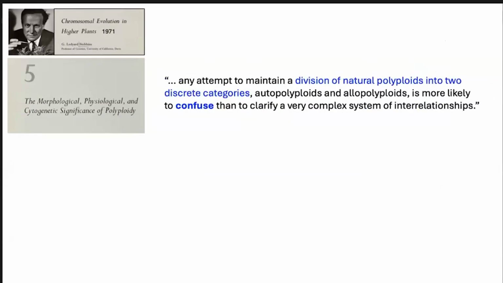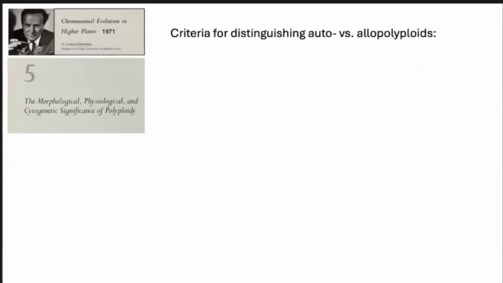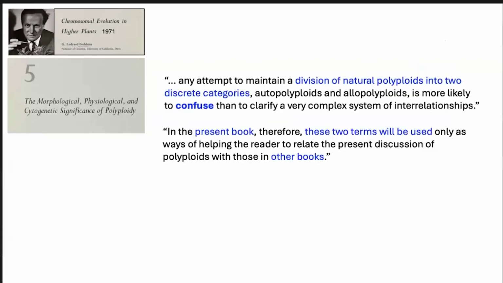And Stebbins said back in 91, summarizing many years of work by lots of people, any attempt to maintain a division of natural polyploids into two discrete categories, auto and allo, is more likely to confuse than to clarify a very complex situation of interrelationships. All right, so now you see why people start talking about maybe a continuum. But in the present book, therefore, these two terms will be used only as ways of helping the reader to relate the present discussion of polyploids with those in other books.